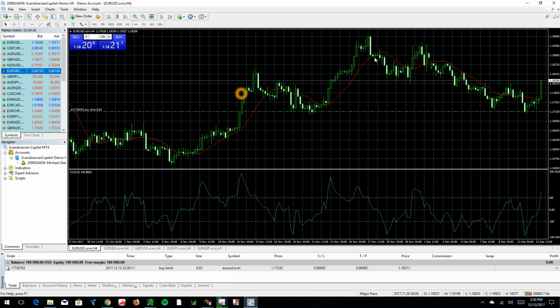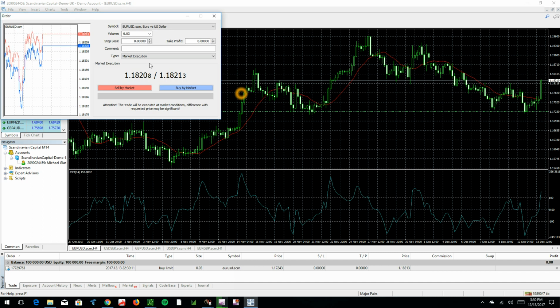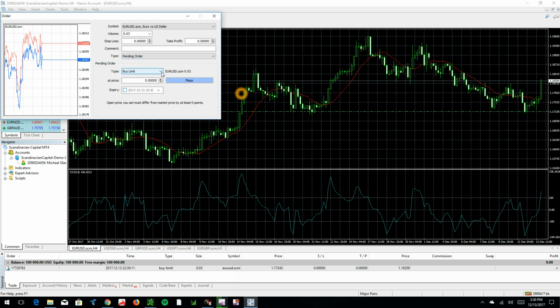Now, we could also make an argument that this is resistance. Look how the market congested here, market congested here. So whatever this price is, I think if the market gets back to here, it's going to sell. So again, new order, pending order. This is going to be a sell limit this time. And what is our price? That price was 1.18710. So I'm just going to come in here, 710, and say place.